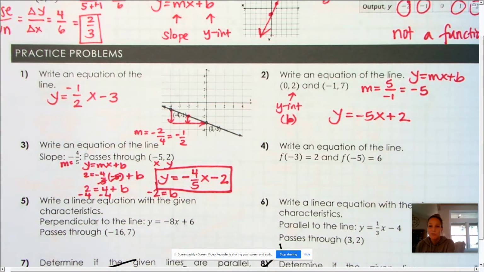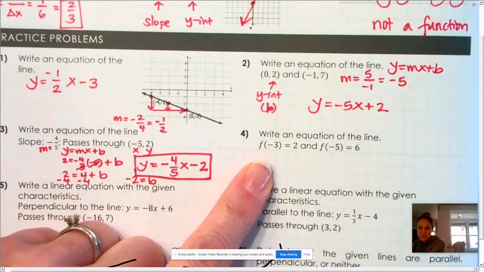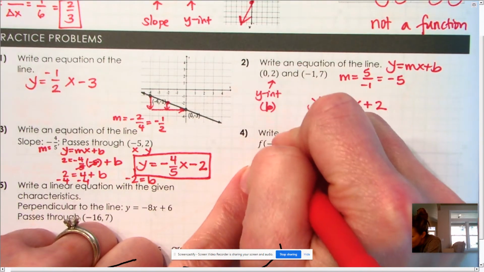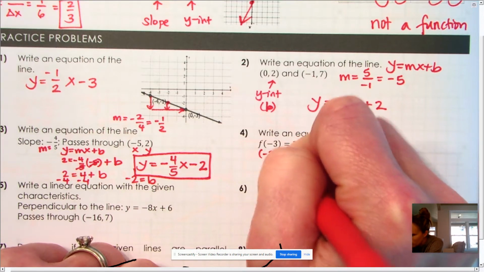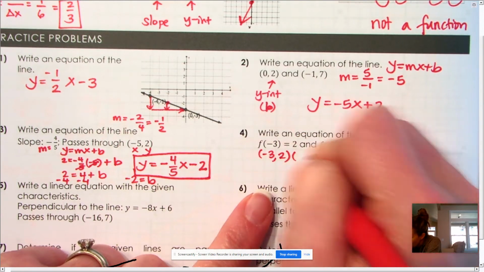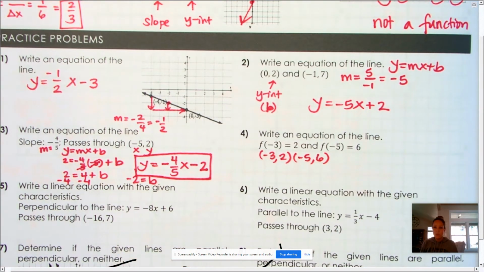All right, question number 4 says write an equation of the line. I was trying to say find. Write an equation of the line. In order to do that, I usually have my students just switch it to an ordered pair. Remember, this is just telling us that when we plug in negative 3, the value we get out is 2. When I plug in negative 5, the value I get out is 6. So really, I just have 2 points there.